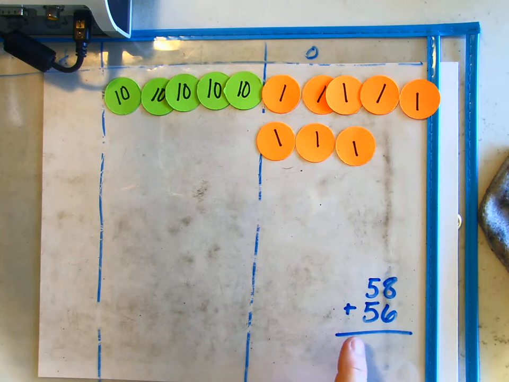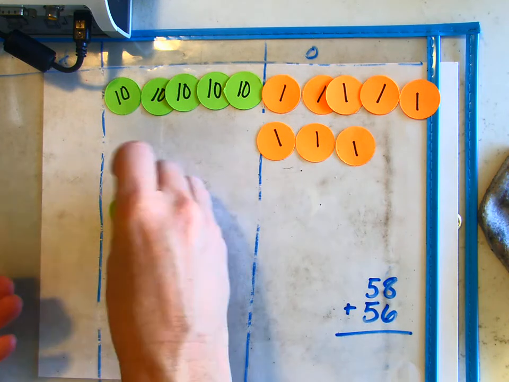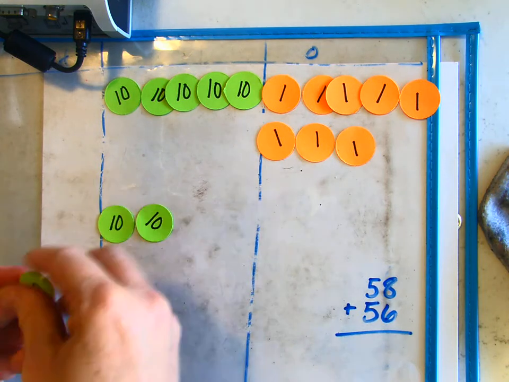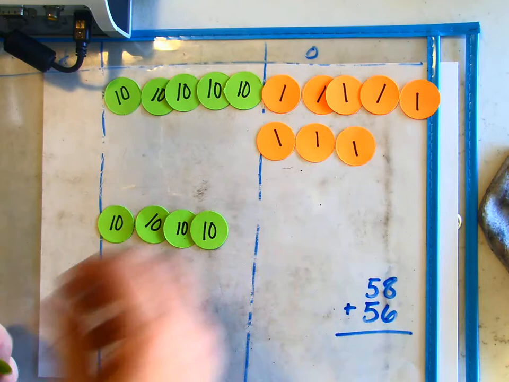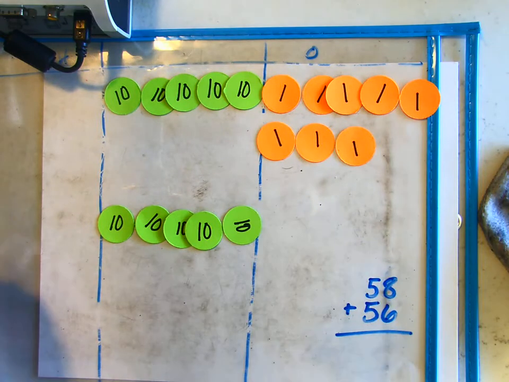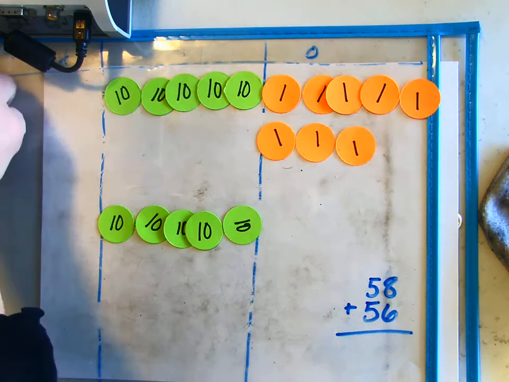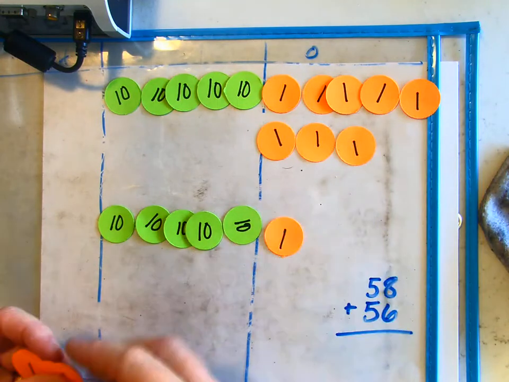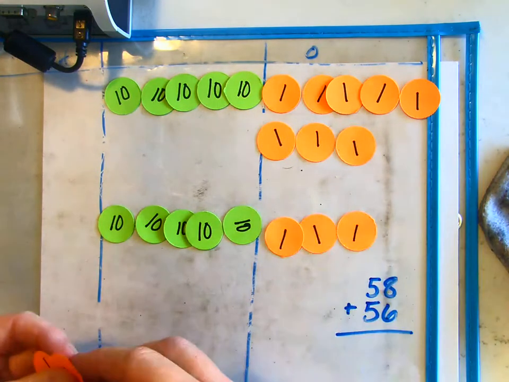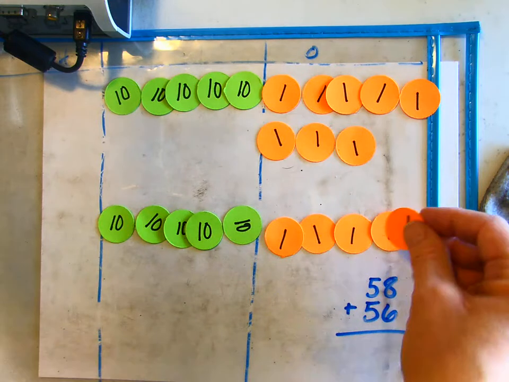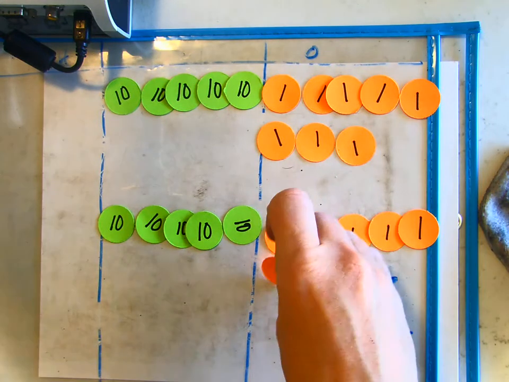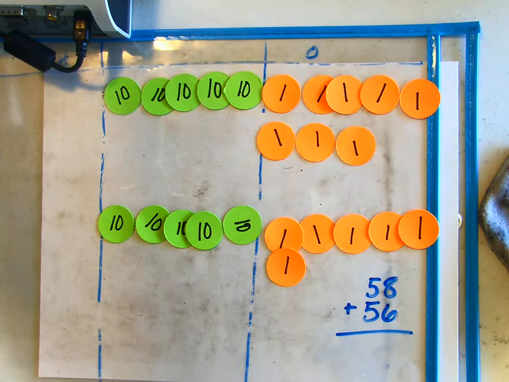Our second number also has 5 tens. We have 5 tens, 6. So 1, 2, 3, 4, 5 tens, and 6 ones. 1, 2, 3, 4, 5, 6. Where do we start?